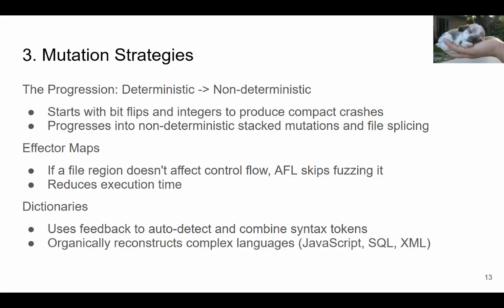Once that's out of the way, it moves on to non-deterministic methods, such as splicing different test cases together or applying stacked mutations. During these early steps, AFL will build an effector map, which is essentially tracking whether flipping bits in a certain region does nothing to the execution path. If that's the case, then it'll mark that as dead space and stop fuzzing it, which helps speed up fuzzing significantly, especially in formats like tar archives, where they're block aligned, meaning that they have to pad their data out to specific, very uniform block sizes.